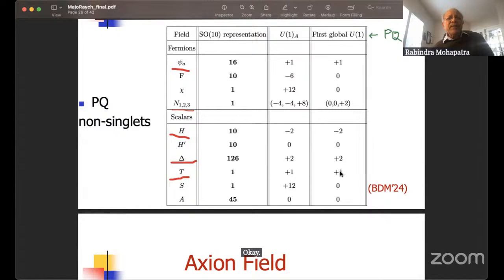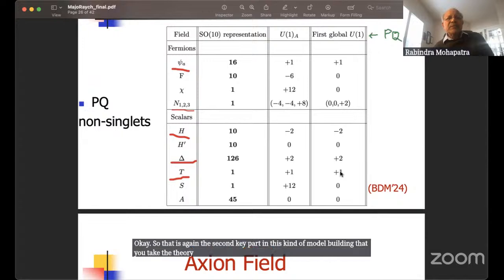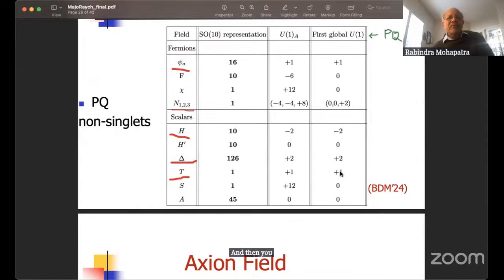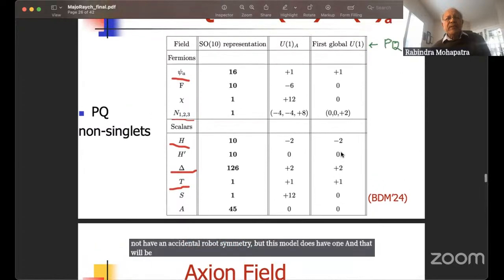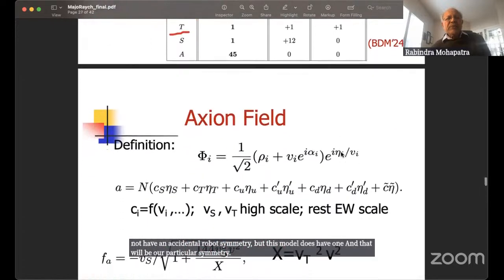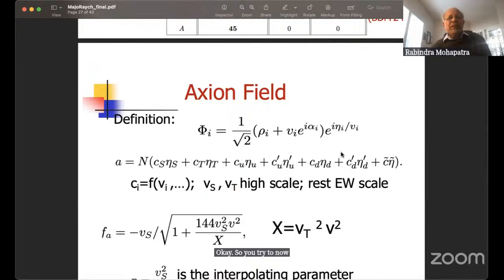So that is again the second key part in this kind of model building. You take the theory, first construct an anomaly-free U(1)_A invariant gauge theory, and then you look for an accidental global symmetry. You may be unlucky and not have an accidental global symmetry, but this model does have one, and that will be our Peccei-Quinn symmetry.